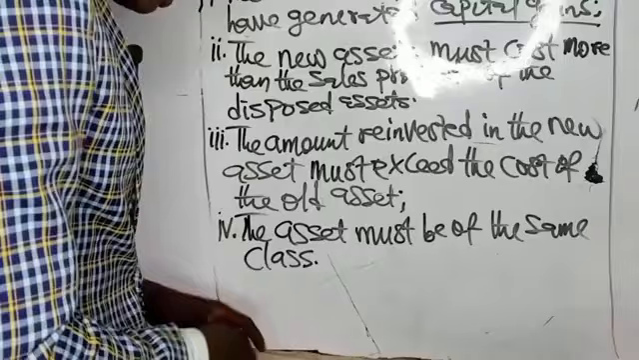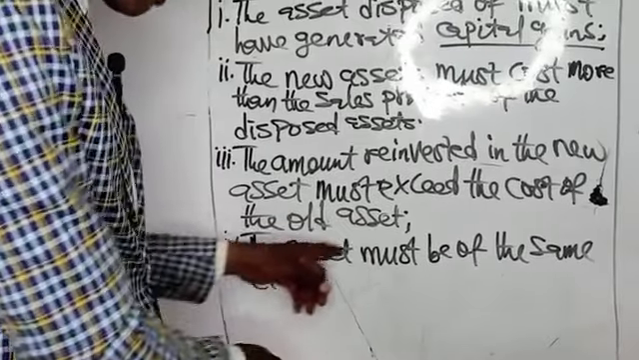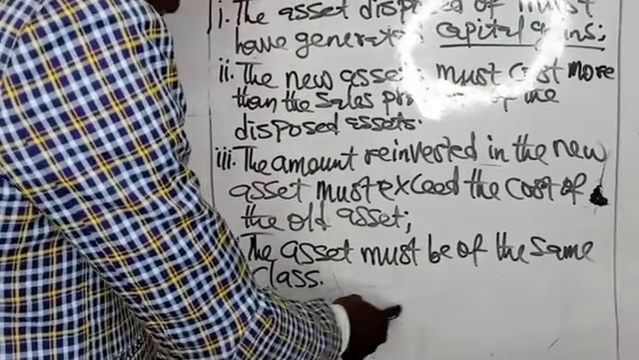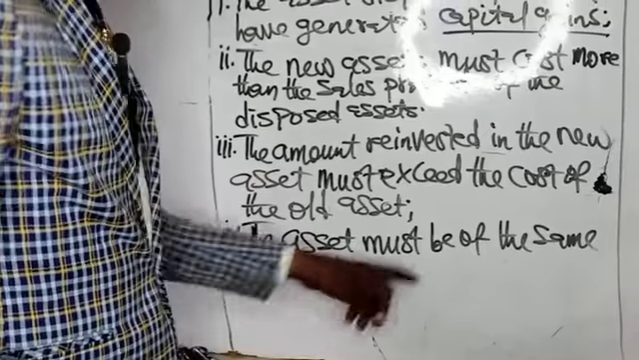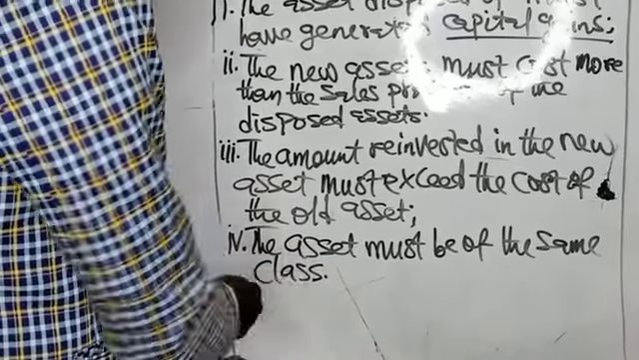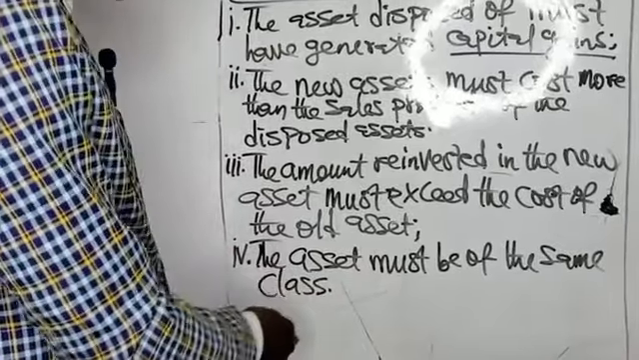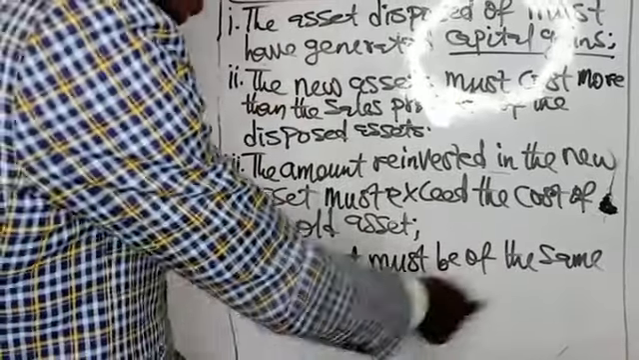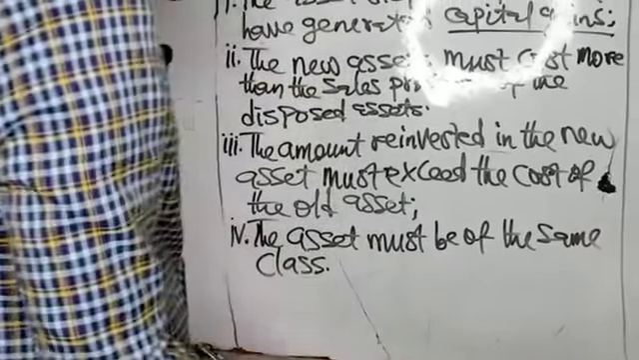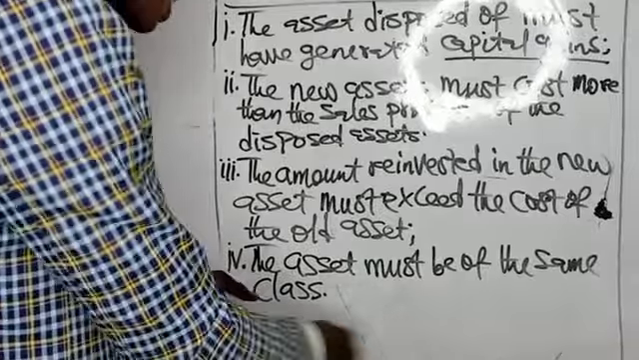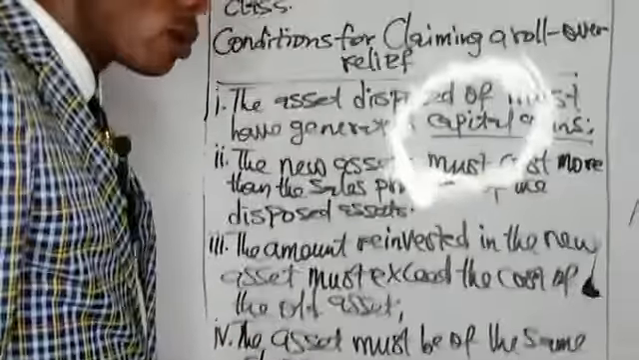I've told you that you cannot sell building and utilize the proceeds to acquire equipment and say you want to claim capital rollover relief. If you utilize the proceeds of disposal of building to acquire equipment, they are not of the same class. You cannot claim a rollover relief in such a situation. So the assets must be of the same class before you can claim a rollover relief.